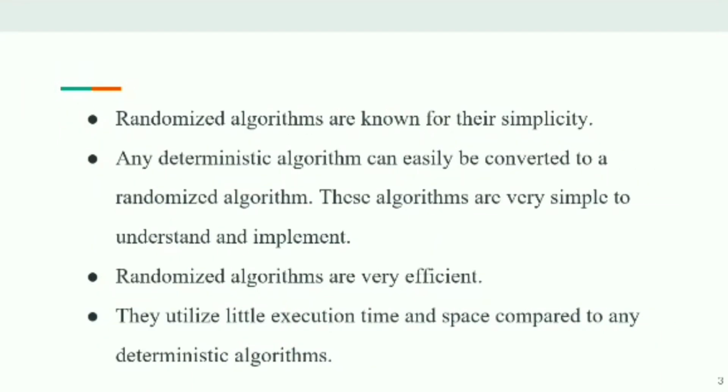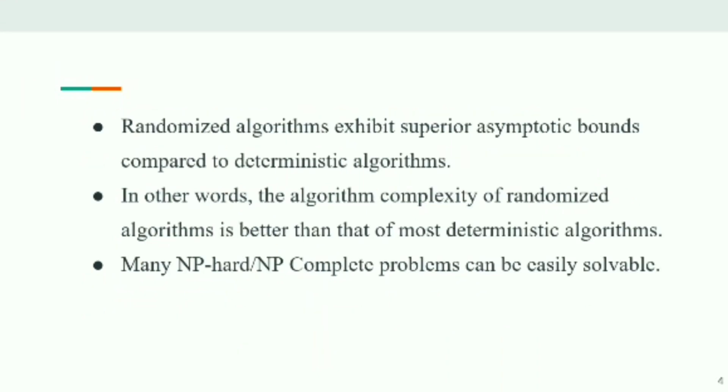Next, features of randomized algorithm. These features are to be said by comparing to deterministic algorithm. Randomized algorithms are known for their simplicity. Any deterministic algorithm can be easily converted to a randomized algorithm. These algorithms are very simple to understand and implement. They are very efficient. They utilize little time, execution, and space. They exhibit superior asymptotic bounds, and many NP-hard, NP-complete problems can be easily solved by randomized algorithms.